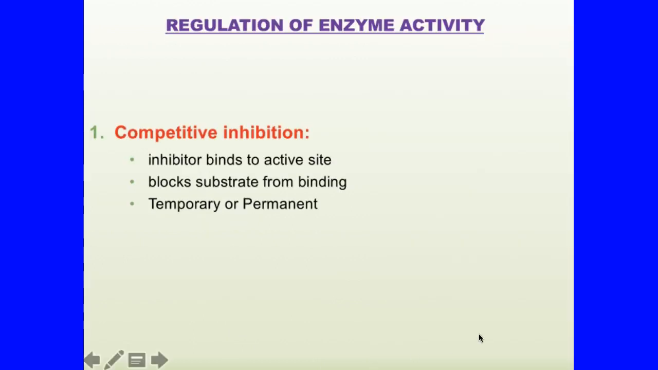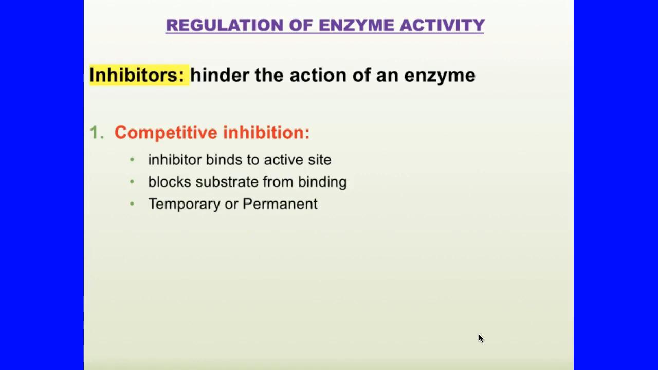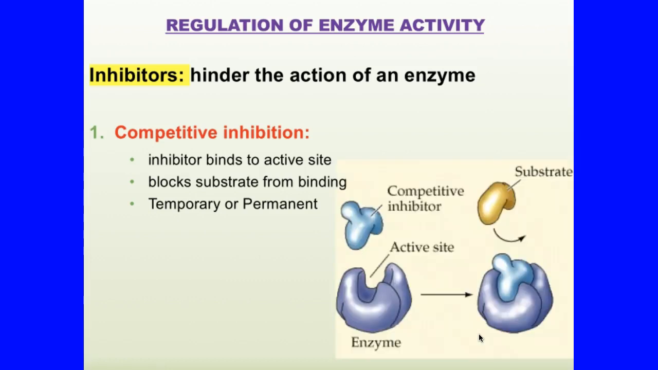So I know we talked about competitive and non-competitive inhibition at the beginning of this lecture. Now we're going to find out what that means. An inhibitor is just like it sounds. It's going to inhibit or stop the action of an enzyme one way or the other. So the first type is going to be competitive inhibition.